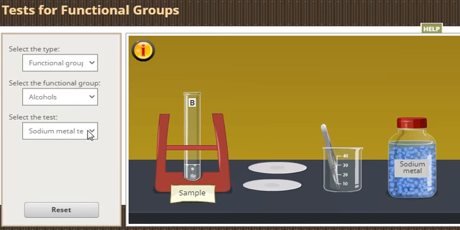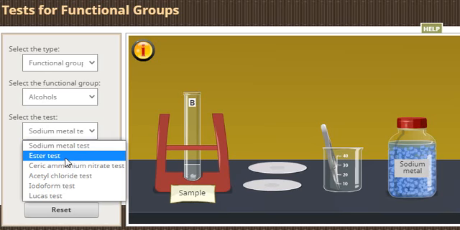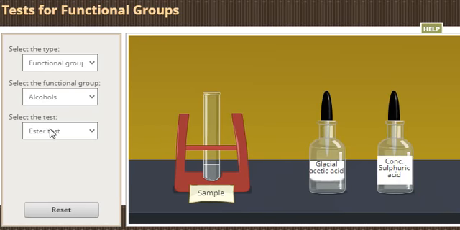Now the second test is known as the ester test. It is clear from the name, as we all know very well, that ester is sweet smelling. Ester possesses a sweet smell. If there is a formation of ester, definitely there will be a fragrance, a sweet smell, and the ester smell is a fruity smell.